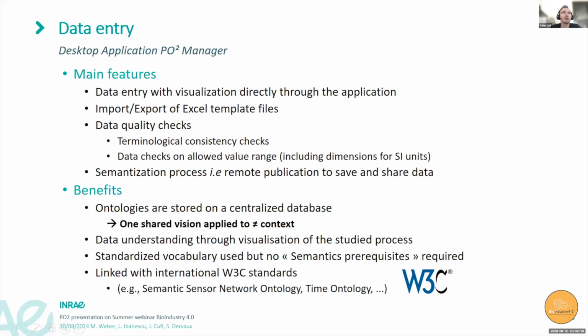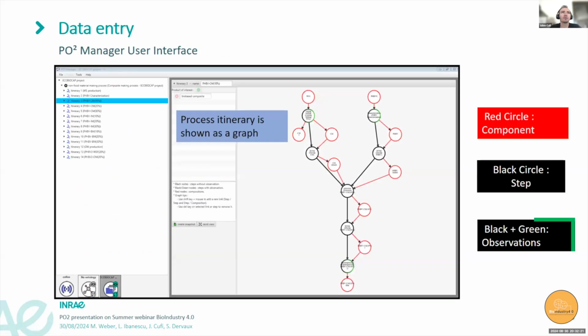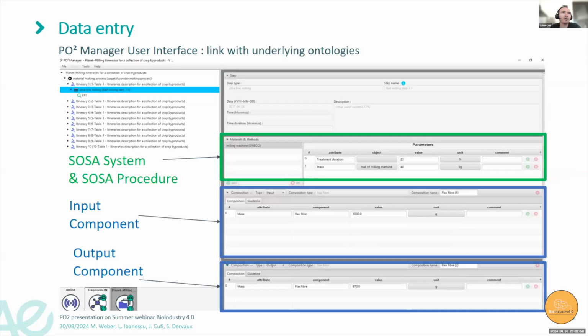So now I will show you some captures of the application. This is a capture of the PO2 Manager user interface. And here, this is a capture where you can see a process itinerary as a graph. So you can see in black some steps of the process, in red the components, and in black and green observations. You can click on the different elements on the graph and see more details. This is what we do here. Here, for instance, we have a zoom on the specific step.